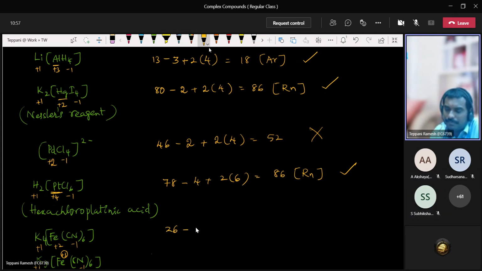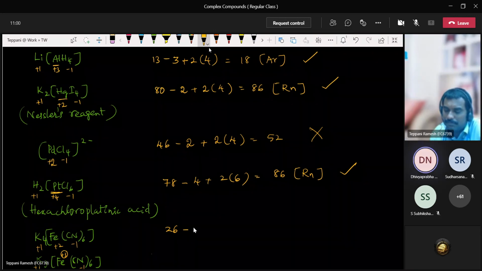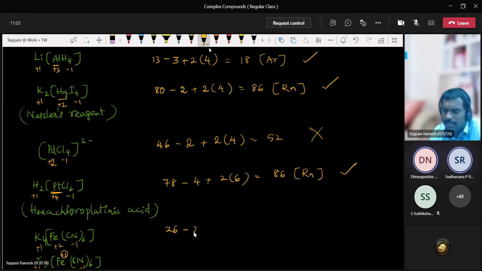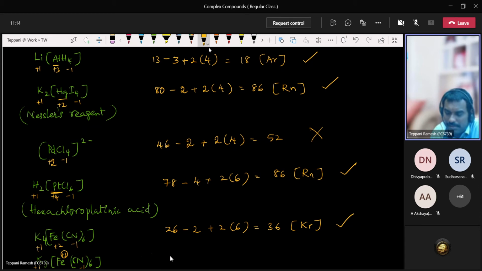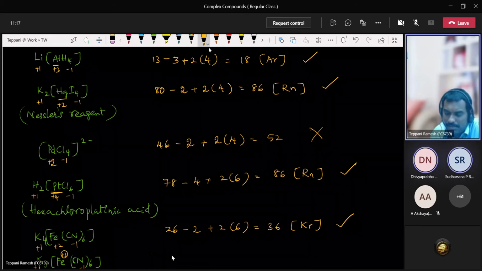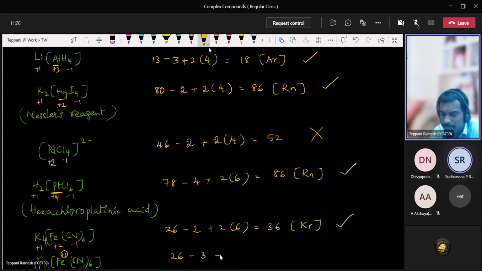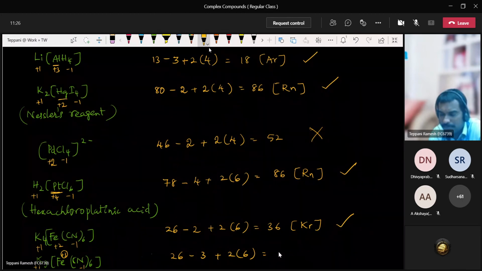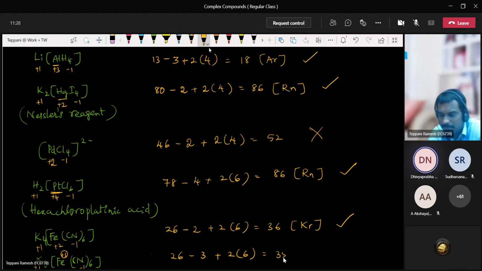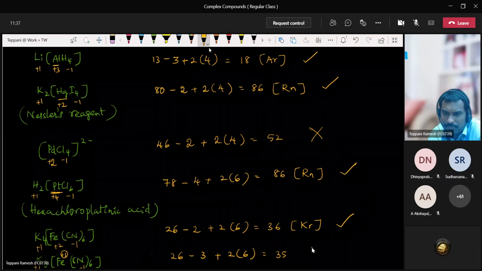Iron 26, oxidation state minus 2: 26 minus 2 plus 2 into 6 gives 36. Here, 26 minus 3 plus 2 into 6 gives 35. 35 means not stable.